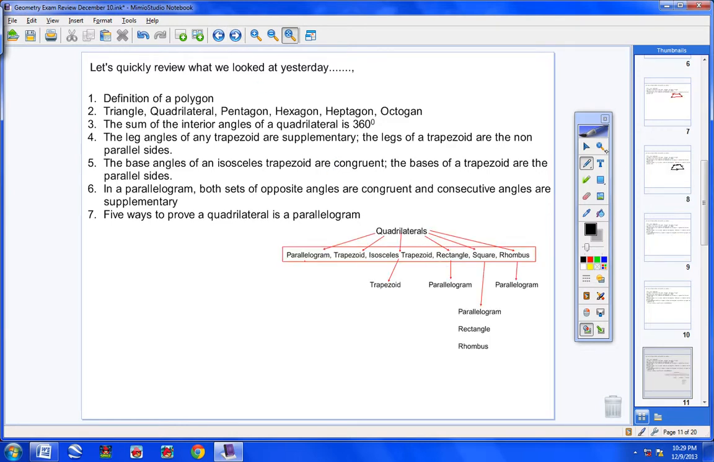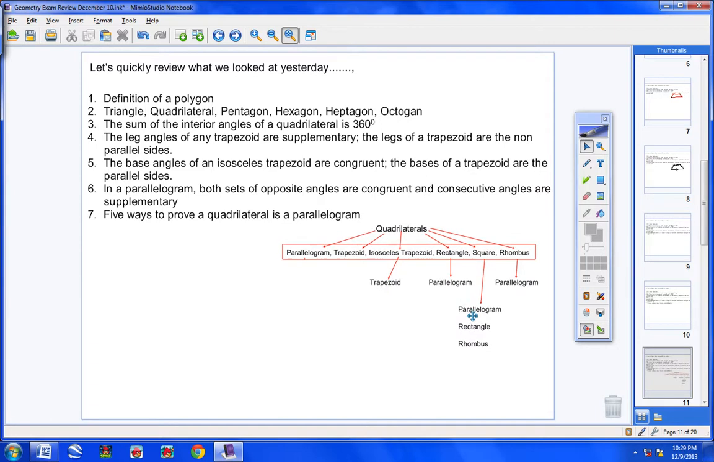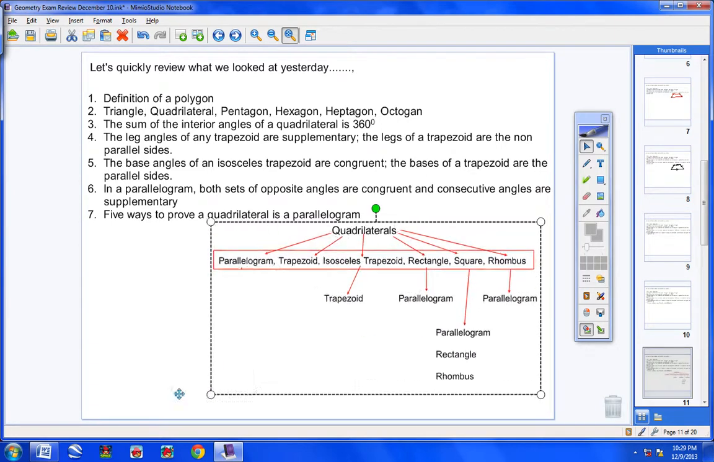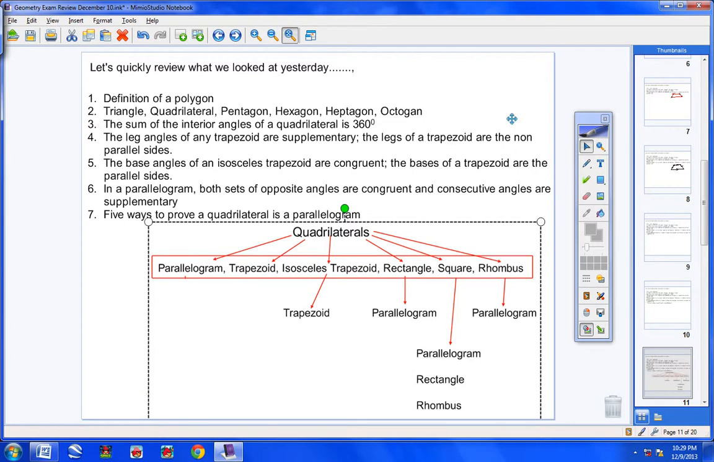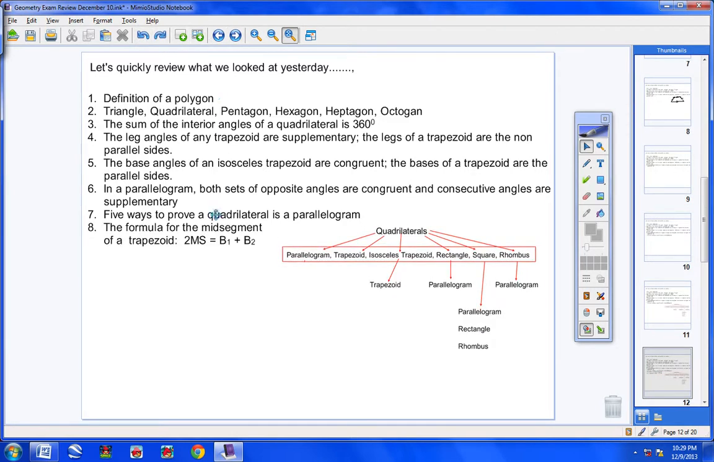You should be familiar with this right here. I'm going to enlarge it and then shrink it back down again. Be familiar with that, okay? Be familiar with this. Know that all of these shapes here are quadrilaterals, and then an isosceles trapezoid is also a trapezoid. A rectangle is also a parallelogram. A square is also a parallelogram, a rectangle, and a rhombus. A rhombus is also a parallelogram. Know all of that, okay? Very important.